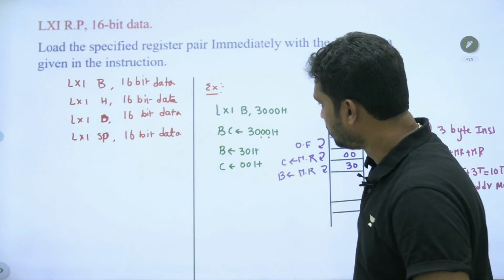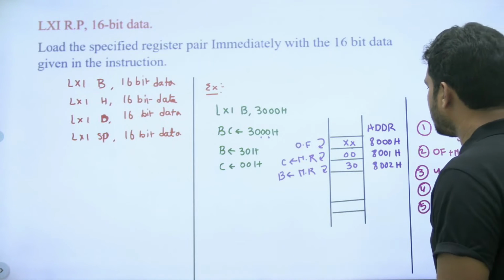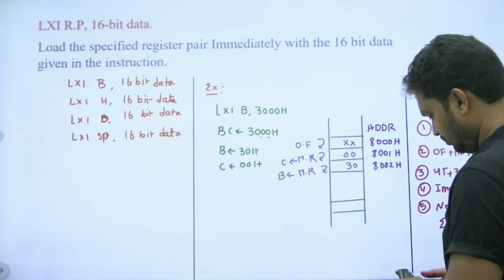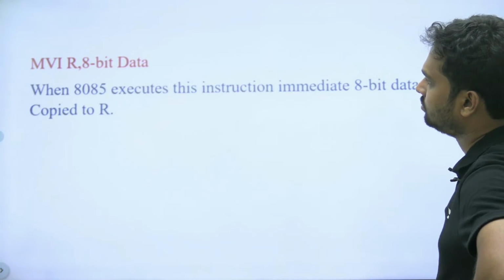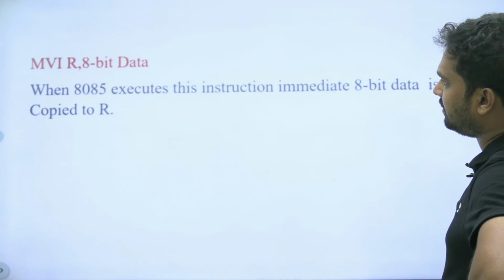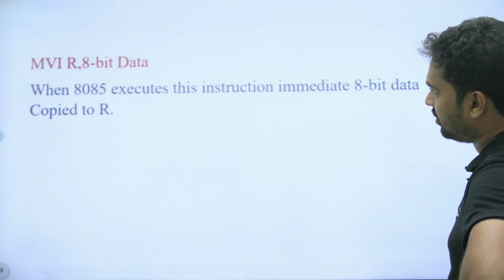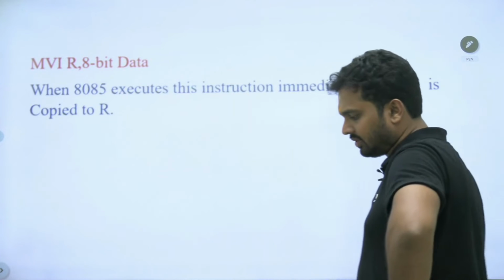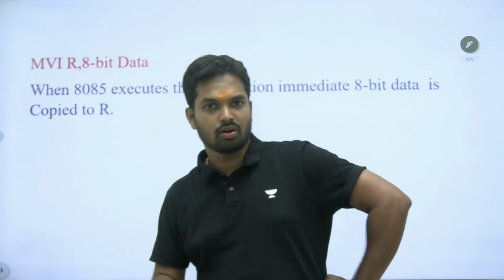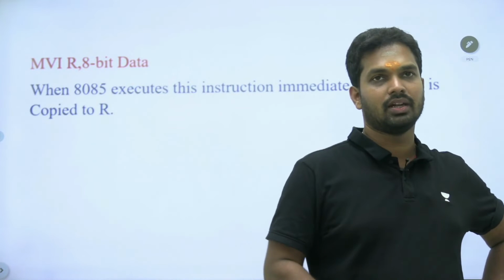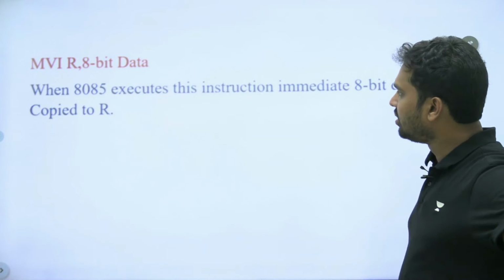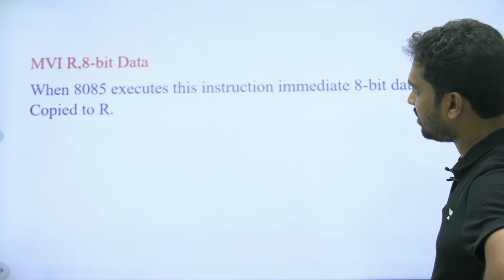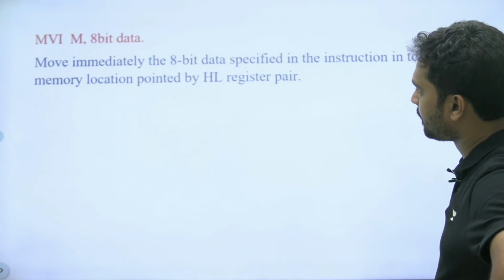Okay, so next set of instructions. MVI R comma 8-bit data, that we will discuss. I am just briefing you before proceeding further, because if we discuss all instructions one by one it will be boring for you. When 8085 executes this instruction, the 8-bit data is immediately copied to the register R.